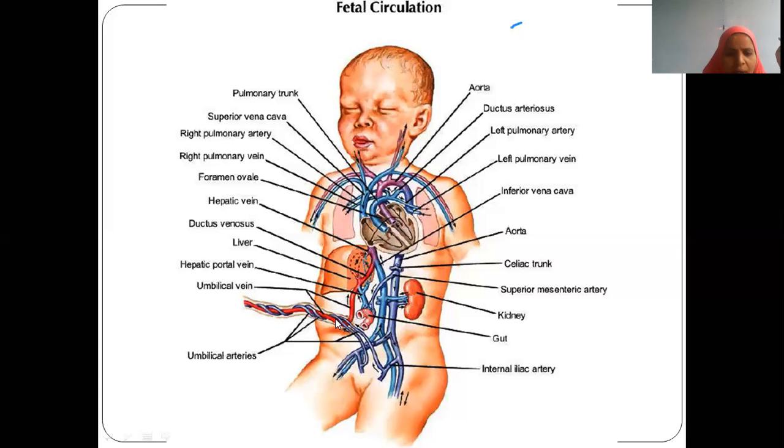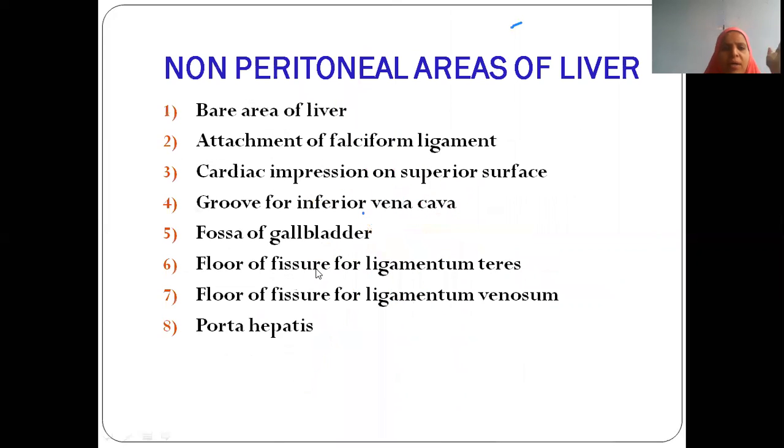What is the name of this vein? We know during fetal circulation, the umbilical vein carries oxygenated blood. That's why there is a shortcut, like we had the ligamentum arteriosum between the pulmonary trunk and aorta. Between the umbilical vein and the inferior vena cava, you have this ductus venosus, and its remnant will remain as the ligamentum venosum.